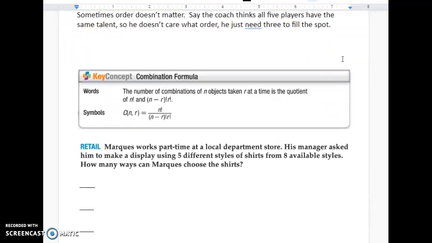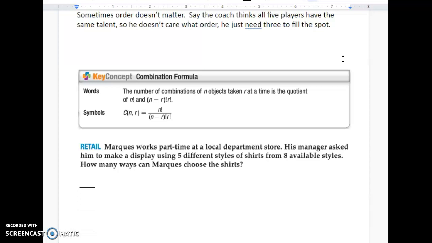So for example, let's say the coach thinks that all five players have the same talent. He doesn't care what order he puts the girls in. He just needs to fill those three spots. In that case, this is the formula that you have here.